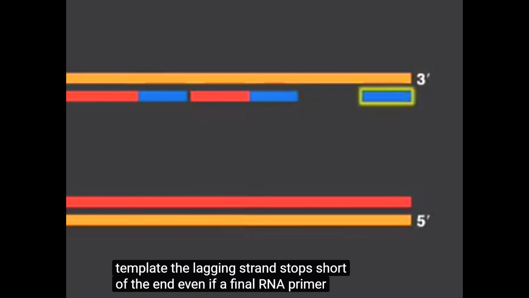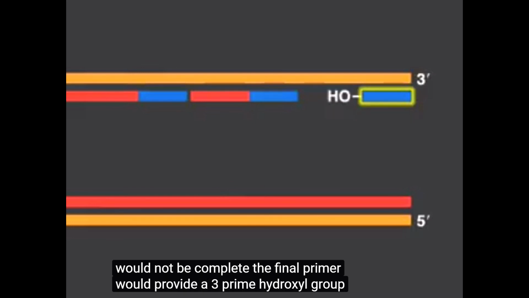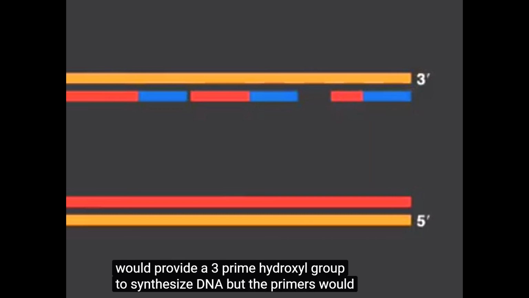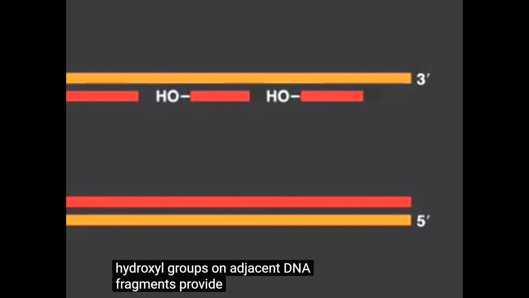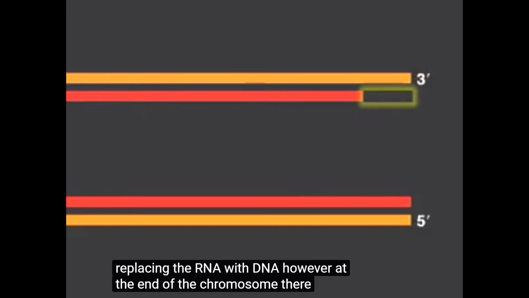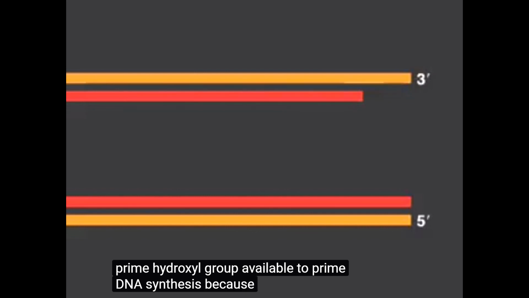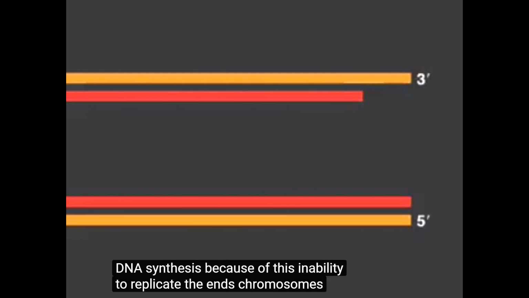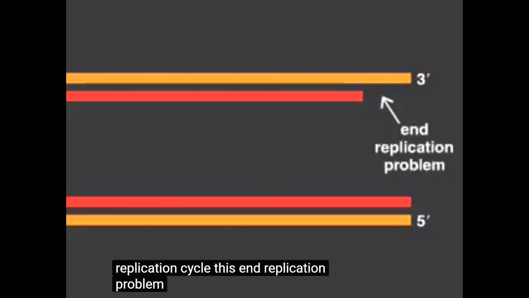Even if a final RNA primer were built at the very end of the chromosome, the lagging strand still would not be complete. The final primer would provide a 3' hydroxyl group to synthesize DNA, but the primers would later need to be removed. The 3' hydroxyl groups on adjacent DNA fragments provide starting places for replacing the RNA with DNA. However, at the end of the chromosome, there is no 3' hydroxyl group available to prime DNA synthesis. Because of this inability to replicate the ends, chromosomes would progressively shorten during each replication cycle. This end replication problem is solved by the enzyme telomerase.